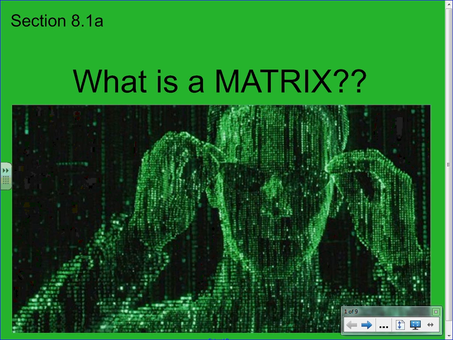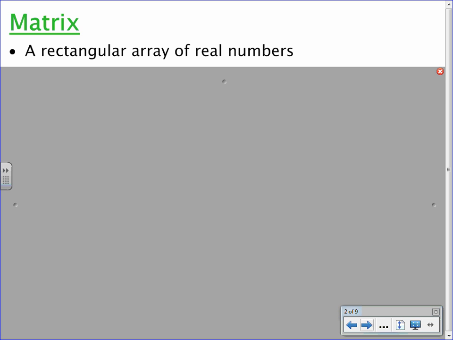Does anybody know what a matrix is? Not the movie. Has anyone heard of a matrix? It compares things. Mathematics. It deals with numbers. Yes, it does. A matrix is a rectangular array of numbers.